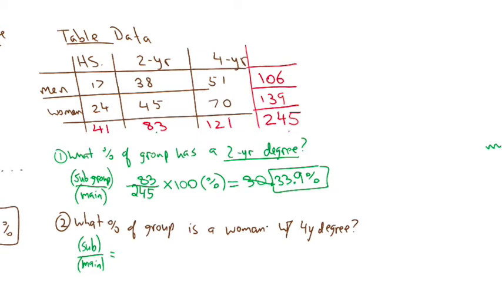That's your subgroup. But your main group is the whole group. So this would be 70 out of 245, times 100, change it into a percent: 28.6%. The calculation is not the hard part. The figuring out which numbers you really should use is the hard part. Next question.